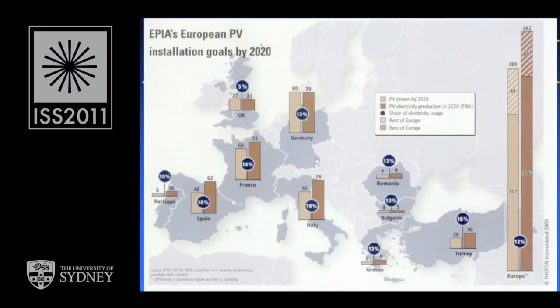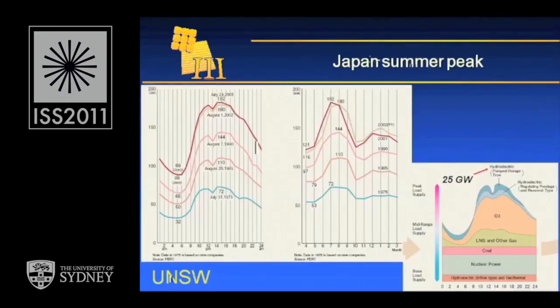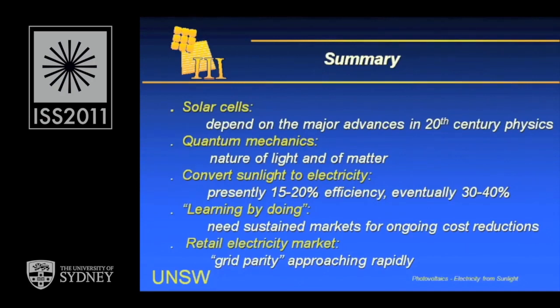Okay, Europe has great plans for solar, 12% of electricity by 2020 is their target. Other countries like Australia don't have quite as ambitious plans, even though we have more sunshine. I won't have time to talk about a couple of other issues I was going to talk about with how photovoltaics interact with the demand for electricity within the grid. So that now brings me to the end of the talk.